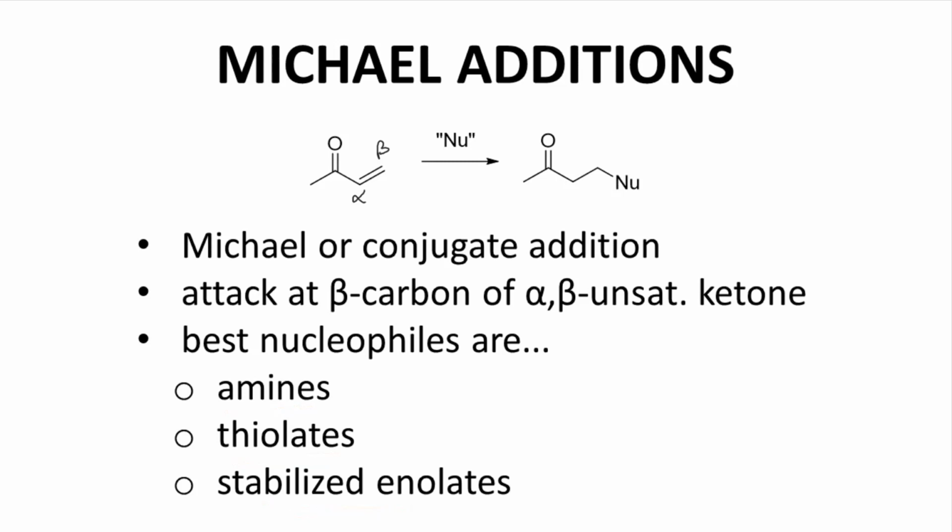Stabilized enolates are carbanions that are attached to two electron withdrawing groups. Functional groups like beta-ketoesters can be deprotonated to form an enolate that is attached to two carbonyls, two electron withdrawing groups. This type of enolate is a very mild nucleophile that is ideal for performing a Michael addition onto the beta carbon of an alpha-beta unsaturated ketone.